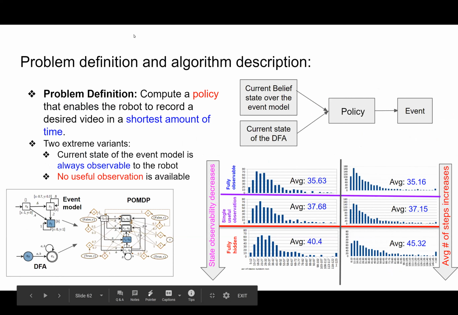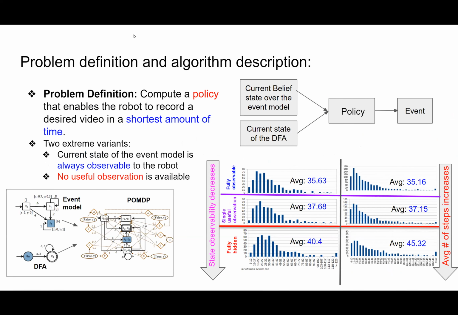The robot uses a policy that at each time step, based on the current belief state over the event model and the current state of the DFA, chooses an event to try to capture in the next time step. The objective is to record a desired video as quickly as possible.